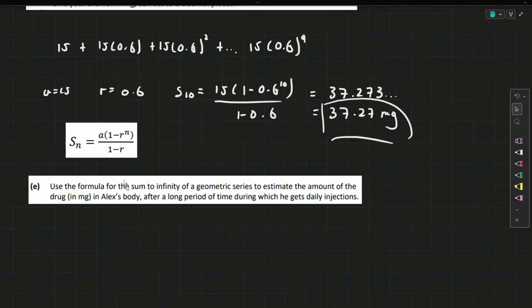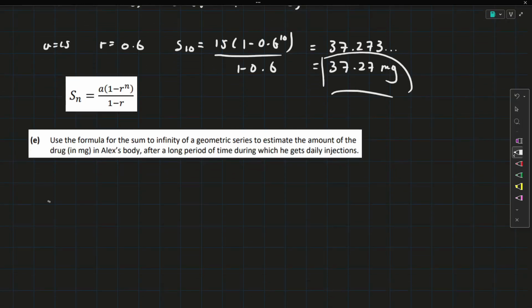So then we're asked to use the sum to infinity to figure out how much is going to be in his body after a long period of time. So there's a formula for that as well. Or another way you can think about it is, remember that the absolute value of r is less than 1. So when n gets really big, up to infinity, this number here gets very close to 0. Because if you have a number that's less than 1, like 0 point something or minus 0 point something, whenever you increase the power, it gets smaller and smaller. So that goes to 0.